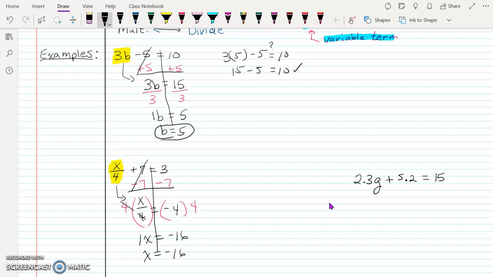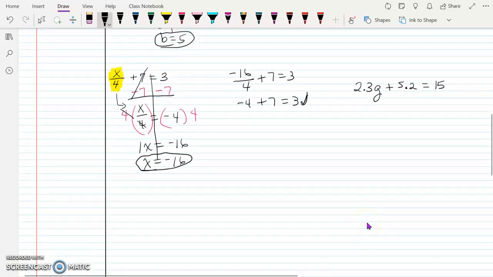So does this in fact work? Well, let's check it over here. Negative 16 divided by 4 plus 7 equals positive 3. Well, negative 16 divided by 4 would be negative 4 plus 7. Does that in fact equal 3? Well, we find out that it actually does. So it checks out. So our solution is x equals negative 16.